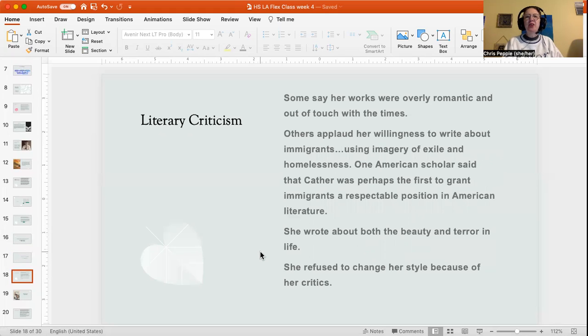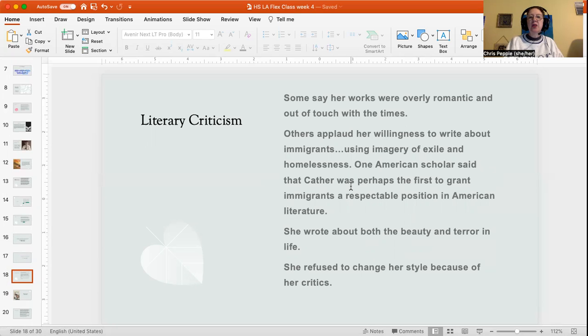Now, here's what some of our critics said. Not everyone loved Willa Cather during the time. Some say her works were overly romantic and out of touch with the times, even though she was working towards being realistic. Others applaud her willingness to write about immigrants, using imagery of exile and homelessness.